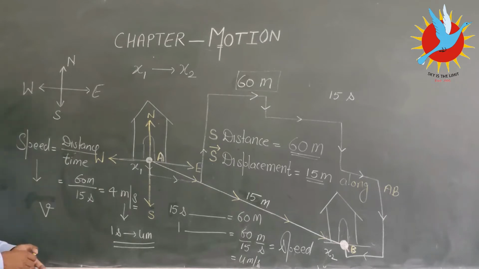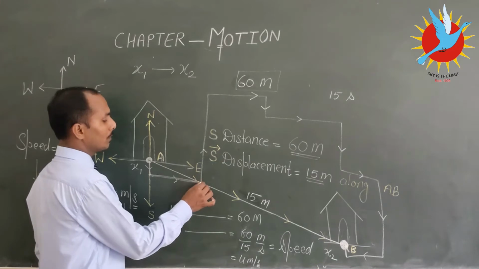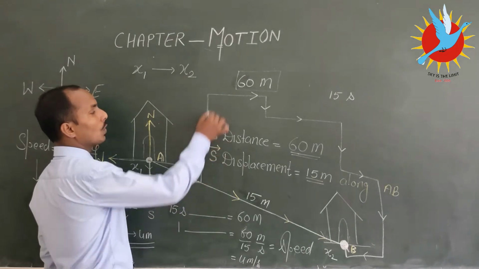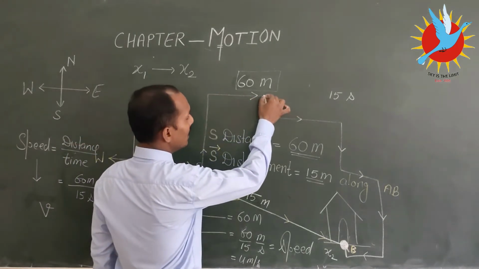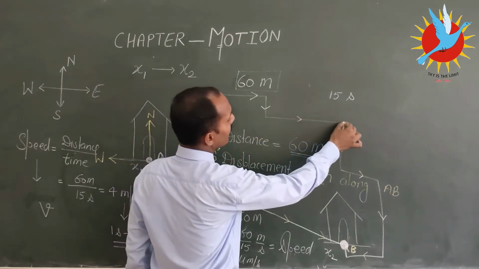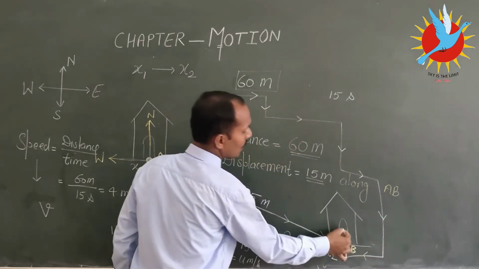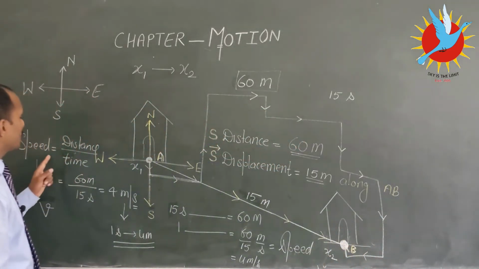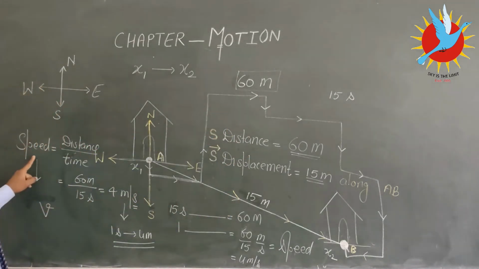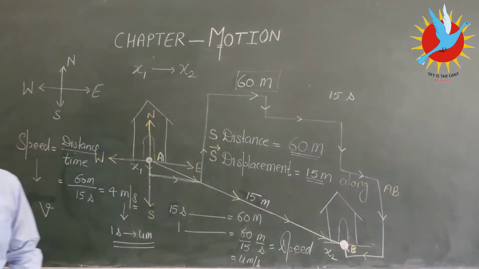Scalar quantity means here the speed is in the east direction, here the speed is in the north direction, then east, south, west, north. The direction of speed also changes with time, because distance changes with time. So speed does not depend upon direction.